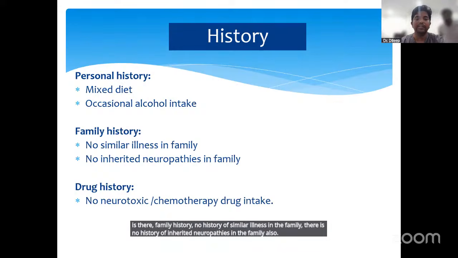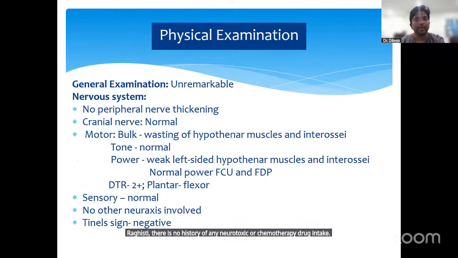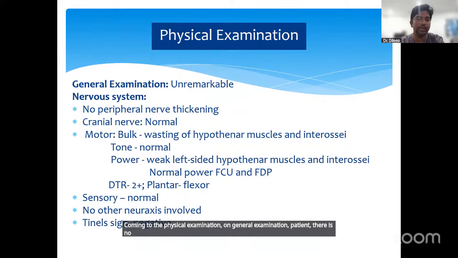Drug history: there is no history of any neurotoxic or chemotherapeutic drug intake. Coming to the physical examination, the general examination was unremarkable. On nervous system examination, there is no peripheral nerve thickening. Cranial nerve examination was normal.